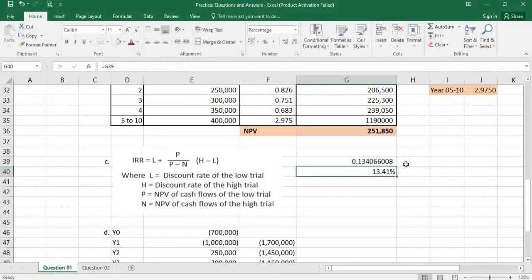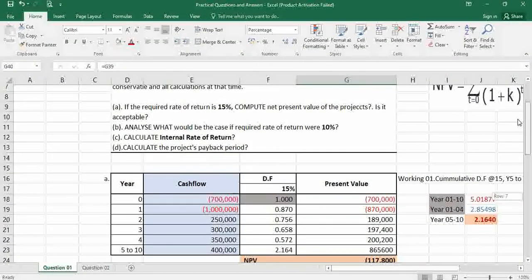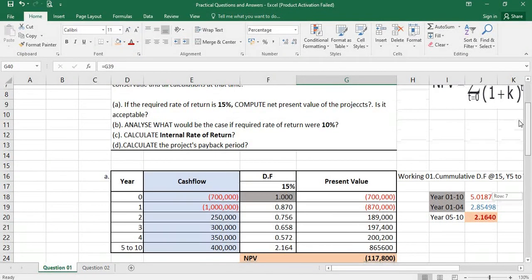If you multiply it, you end up with 0.134066008. Almost it is 13.41%. This is the answer for this question. This is the value of IRR, 13.41. Now the D part of the question: calculate the project's payback period.